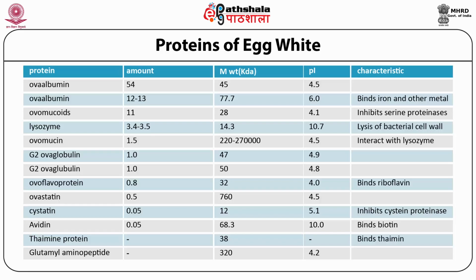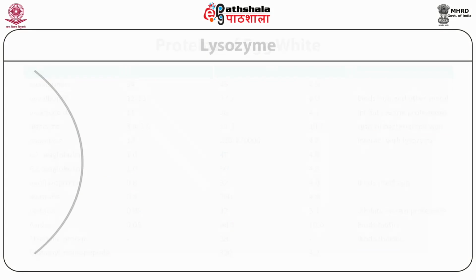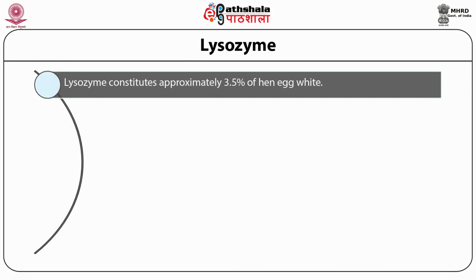Ovomucoid inhibits serine proteinases. Lysozyme results in the lysis of the bacterial cell wall. Ovomucin interacts with lysozyme. Ovoflavoprotein binds riboflavin. Cystatin inhibits cysteine proteinase. Avidin binds biotin, and thiamine-binding protein binds thiamine.